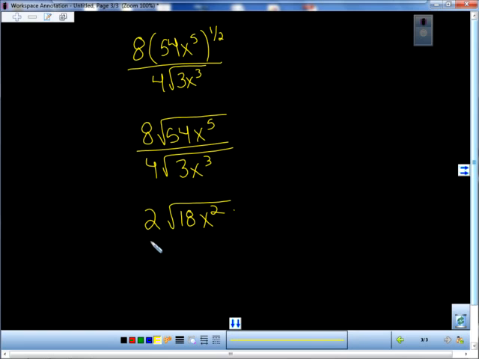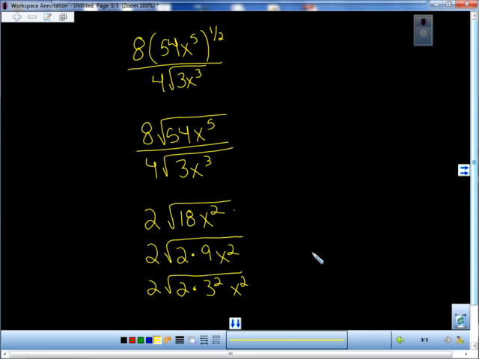Now I'm looking for a number that goes into 18 that's a perfect square, so I could take the square root of it. So I could split 18 up into 9 times 2, or 2 times 9, x squared, which is the same as the square root of 2 times 3 squared times x squared.